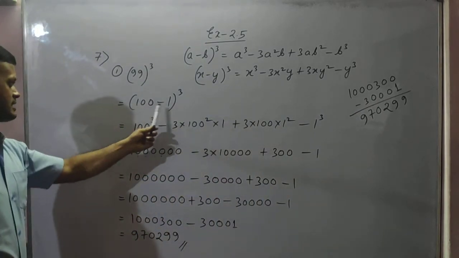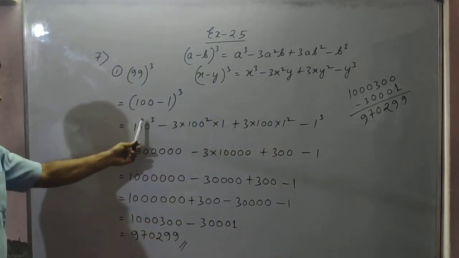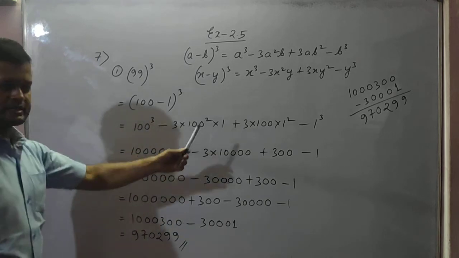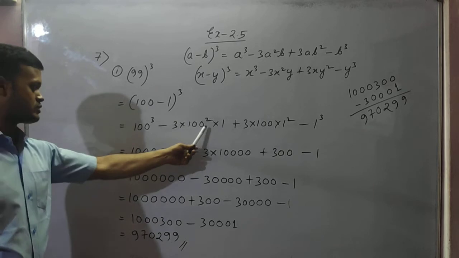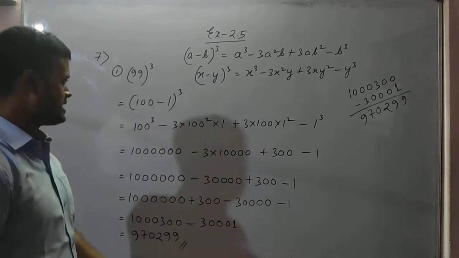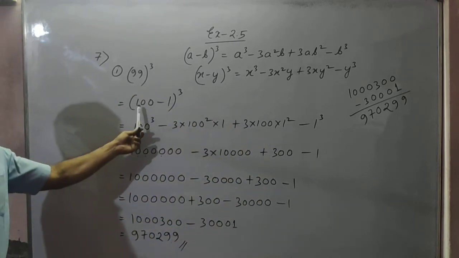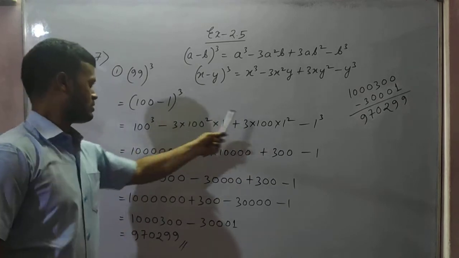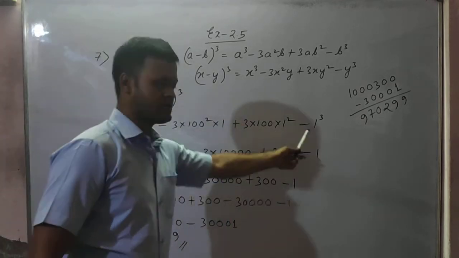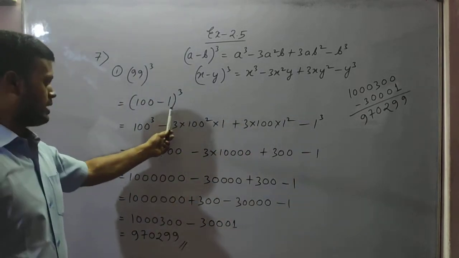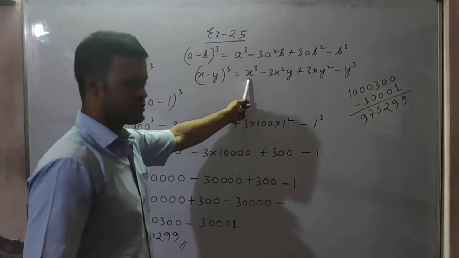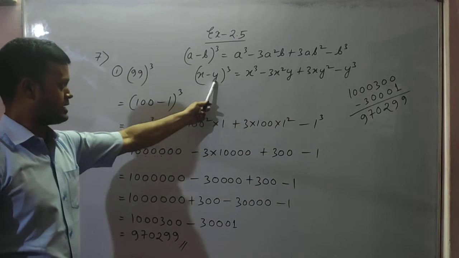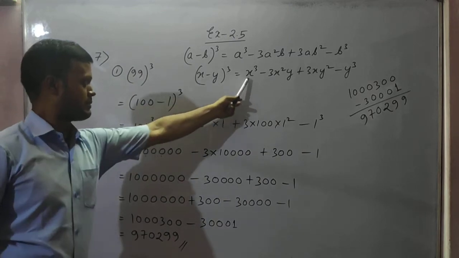So this is x and this is y. Okay, so first you will write x cube minus 3x square y. So 3 into x square into y plus 3xy square, 3 into x into y square, minus y cube. That means 1 is y here, so write 1 cube like this. X minus 1 cube, first x cube. This is x and this is y, isn't it? This is x, so this will become x cube.